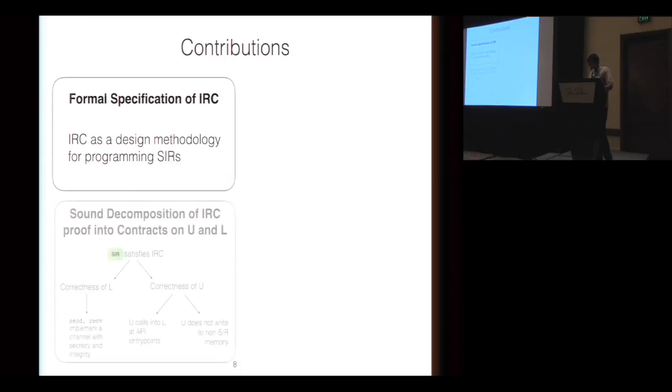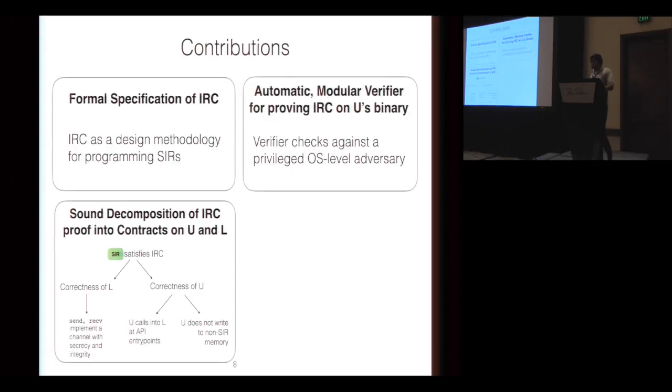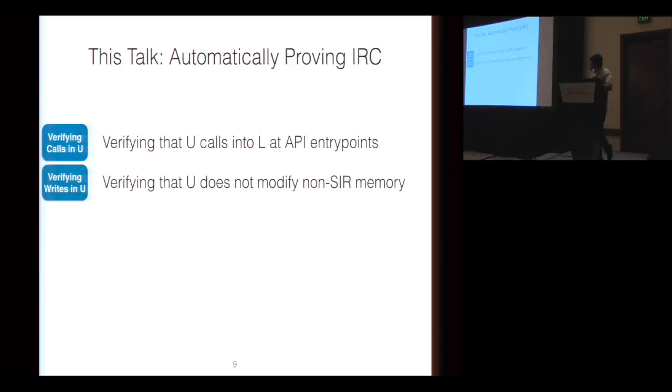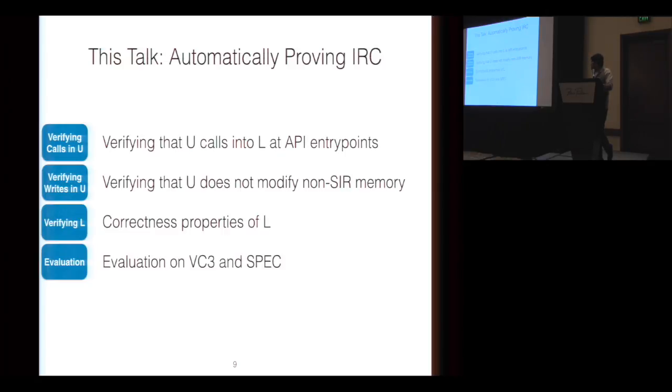We formally specify the property, and we show how it's nice and intuitive. We show how IRC can be proved by decomposing. We have built a fully verified system for the properties that I mentioned before. Next, we'll identify some properties we need from the runtime library, and finally conclude with some evaluation.